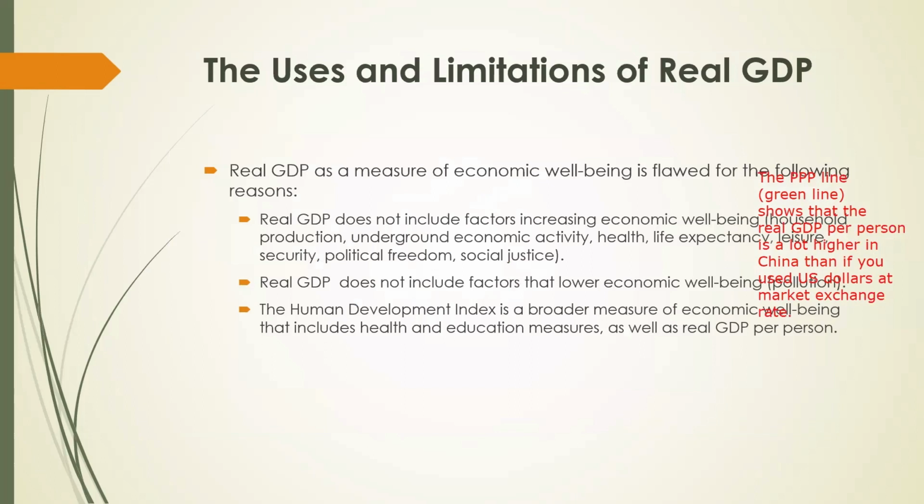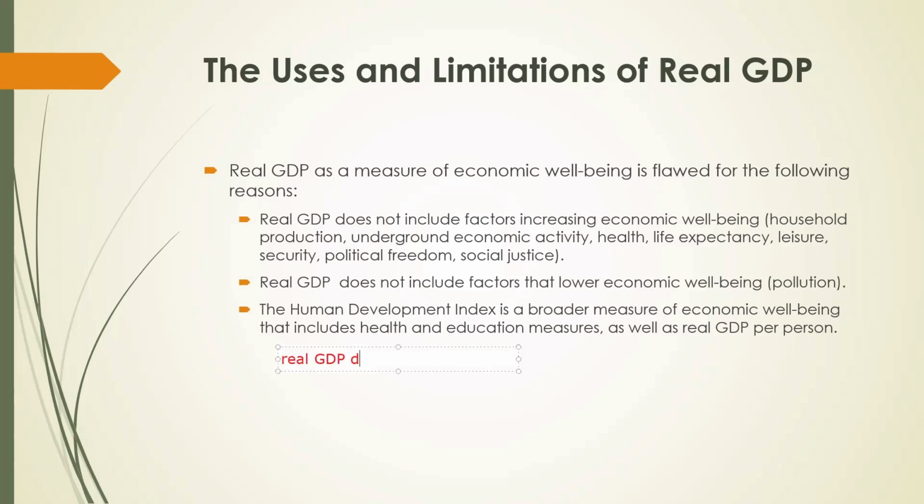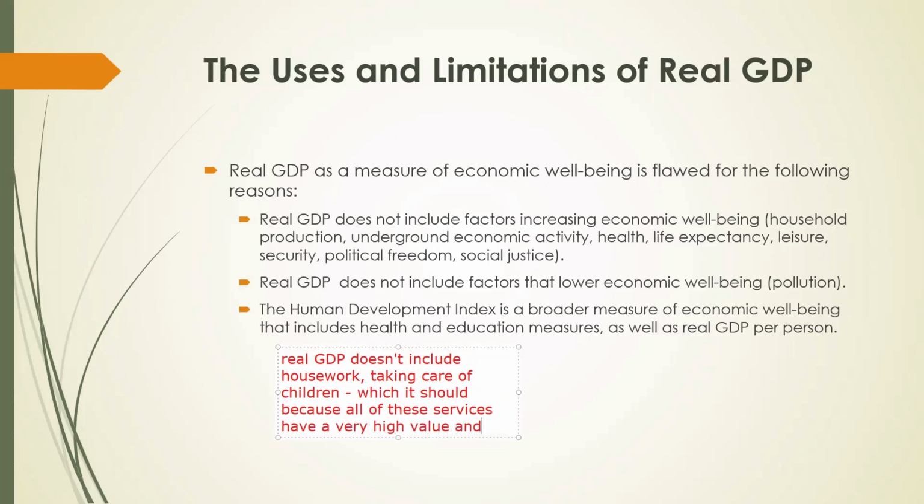And then the uses and limitations of real GDP. Real GDP as a measure of economic well-being is flawed for the following reasons. Real GDP does not include factors that increase economic well-being. It doesn't include household production. That is a big problem with real GDP. Real GDP doesn't include housework or taking care of children, which it should, because all of these services have a very high value and they should be accounted for.